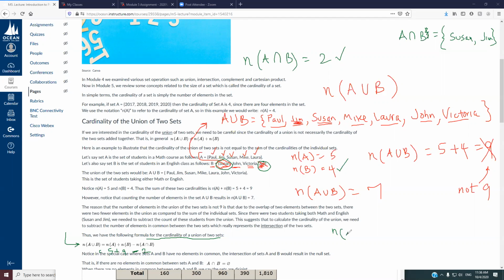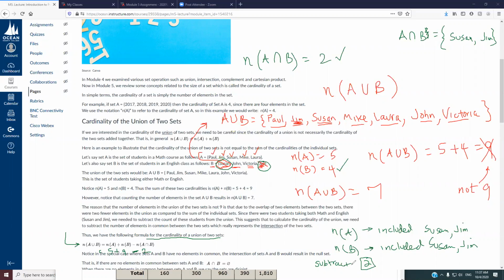So N sub A included Susan and Jim. But also N sub B included Susan and Jim in the count. So to avoid this double count, I have to subtract these 2 students because I was double counting them. I counted Susan and Jim in the cardinality for set A, and then I also counted Susan and Jim when I was working on the cardinality for set B. So that's a double count.